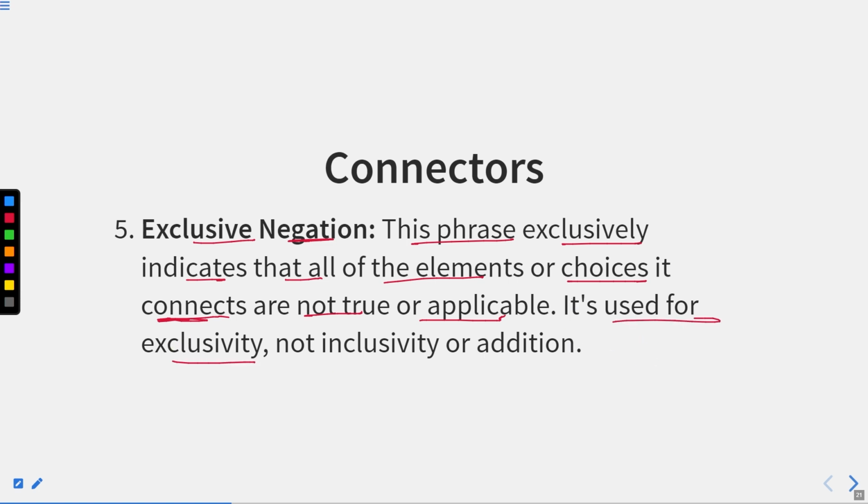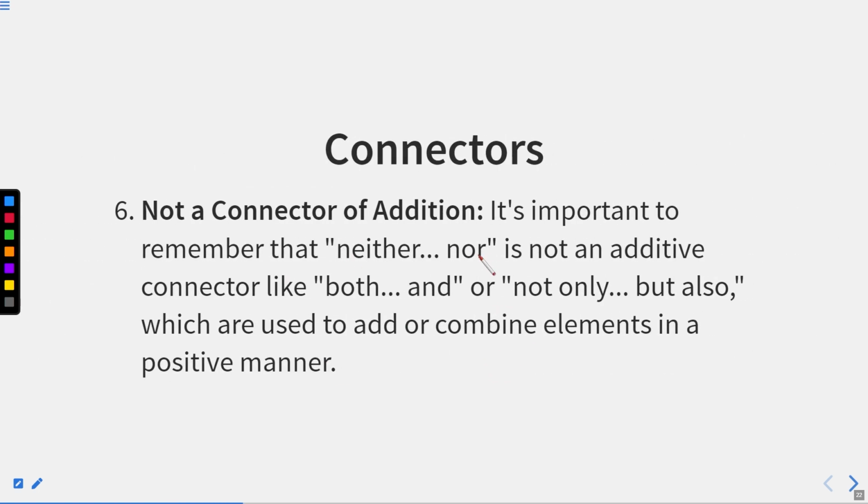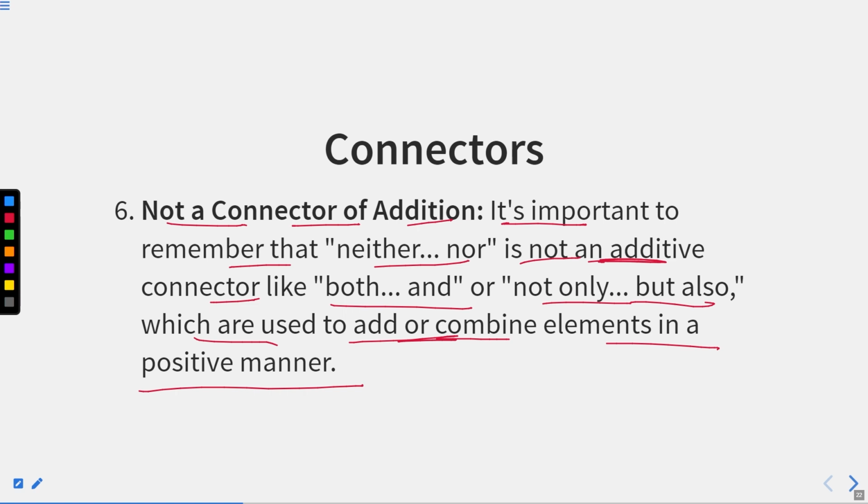It is used for exclusivity, non-inclusivity, or addition. It means it is not adding or including anything. In fact, whatever is given here, it is excluding both the factors or both the options. Not a connector of addition. It is important to remember that neither nor is not an additive connector like both and not only but also, which are used to add or combine elements in a positive manner. As we did in not only but also, we joined two pieces of information together. But in case of neither nor, we are excluding both the factors or both the options. So it is just the opposite of not only but also.